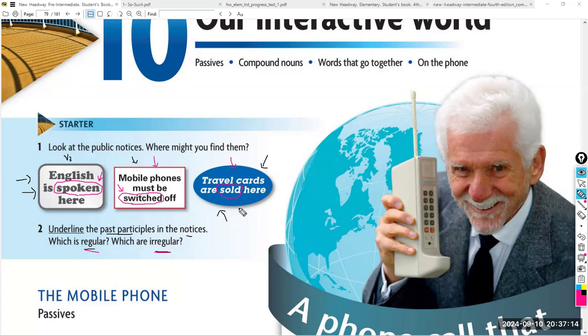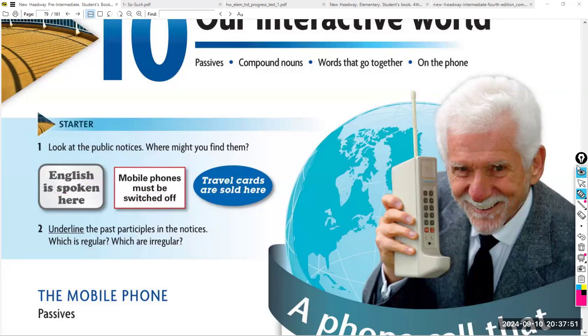Irregular, exactly. Don't forget, Raed, that for the regular verb I have to add D, ED, or IED to the end of the verb. Okay? So any verb that you add D, ED, or IED to is regular. But if you want to change the whole verb, this is what? Irregular. When the verb doesn't accept D, ED, or IED, this is called an irregular verb, okay?